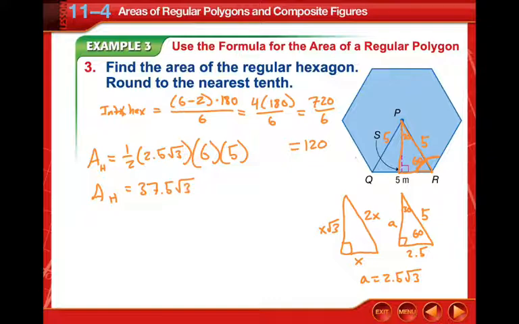Which is the nice not rounded number, but it does say to round to the nearest tenth, so we'll go ahead and plug that in the calculator. And our area for our hexagon comes out to be about 64.95, so really it's just 65.0 square meters.